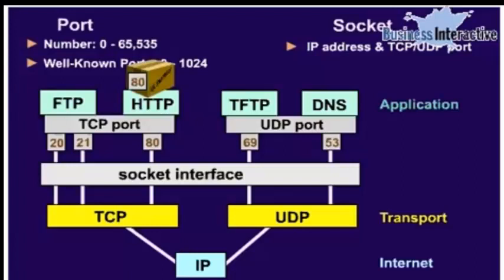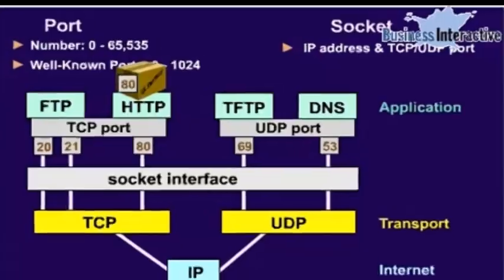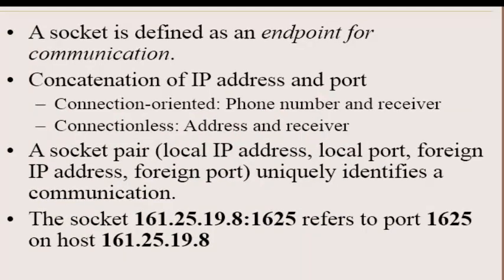Say your client asks the server, but when the traffic comes up, it has to know the IP of that machine, then the TCP protocol, which protocol we're talking about, and then also the port number. So the combination of all these three is called a socket. A socket is defined as the endpoint of communication. Basically, it's a concatenation of IP address and a port.